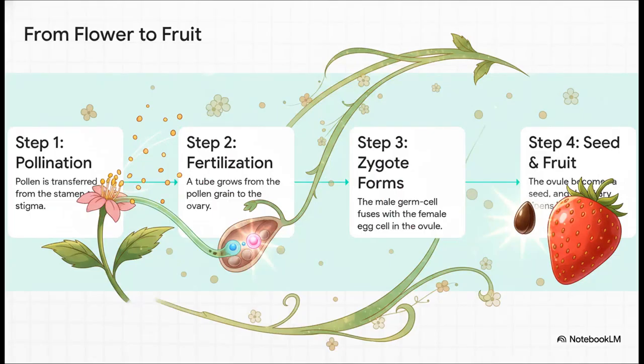The whole thing is this amazing four-step journey. First, pollen has to get from the stamen to the stigma, that's pollination. Then a tiny tube actually grows from that pollen grain all the way down to the ovary. After that, the male germ cell travels down the tube and fuses with the female egg cell to create a zygote. And finally, that little ovule turns into a seed, and the ovary around it becomes a delicious fruit.